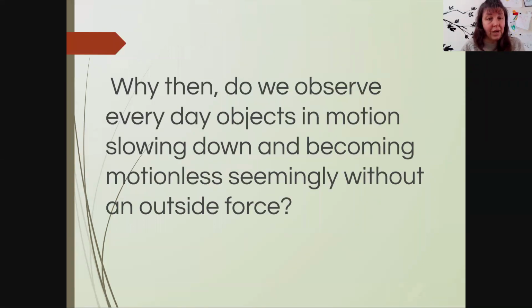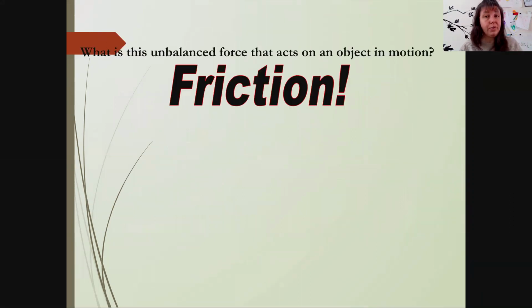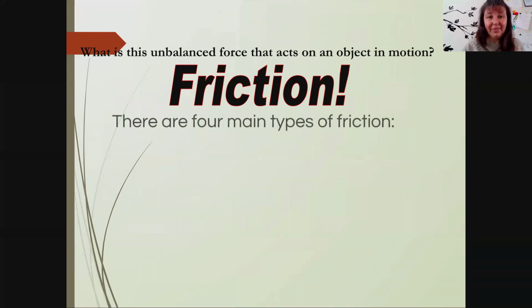So this creates the question, why then do we observe everyday objects in motion slow down and become motionless, seemingly without an outside force? Well, because there are things around us that cause resistance, right? So there's resistant forces. We might have greater mass, so we can move through those resistant forces, but there's still resistant forces. One of those resistant forces is friction. Friction allows for an energy transfer to occur.